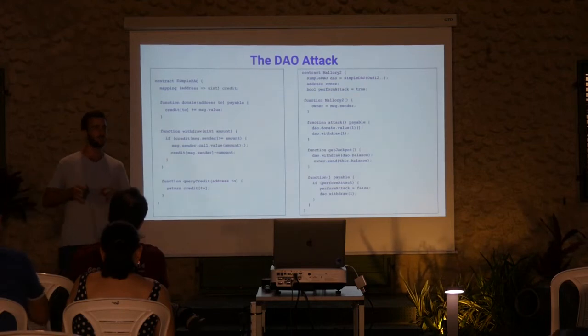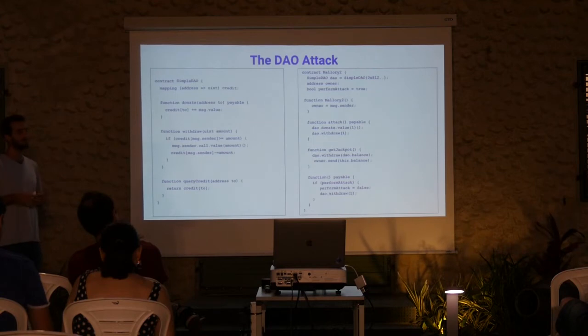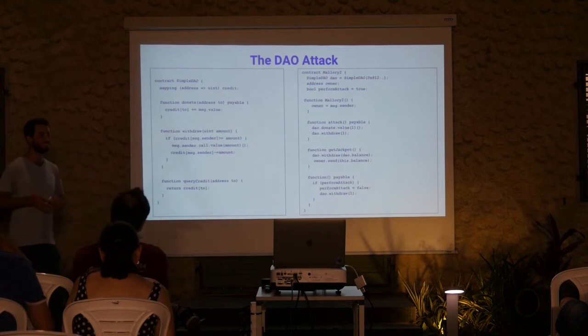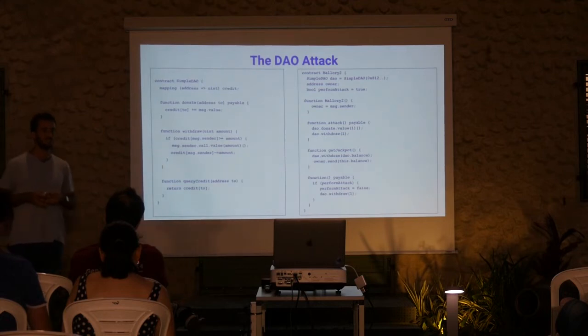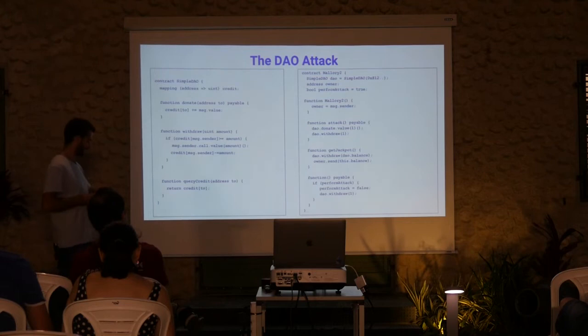Does anyone here know how to use Mallory 2 in order to exploit the DAO contract? I will give you a hint. The hint is that the mapping is from address to uint. Uint is unsigned int. We will give you 10 more seconds.